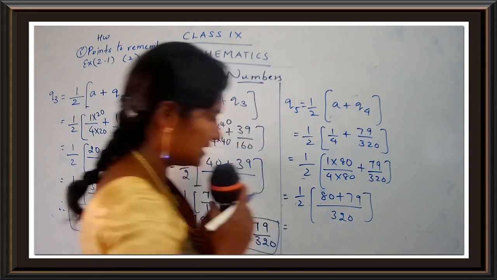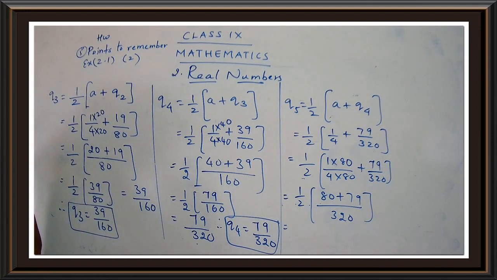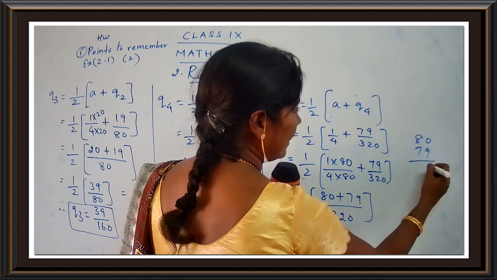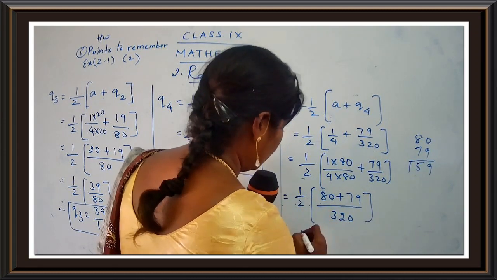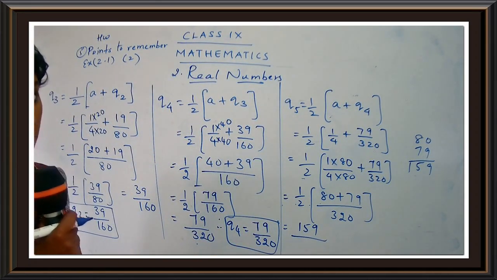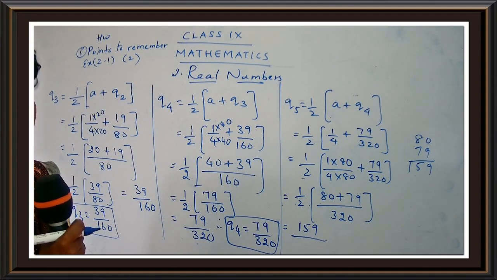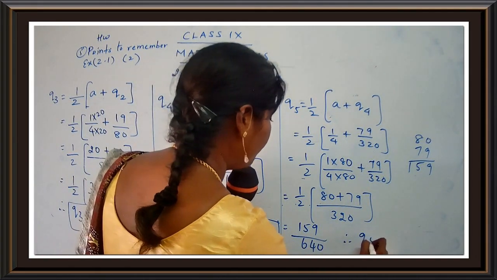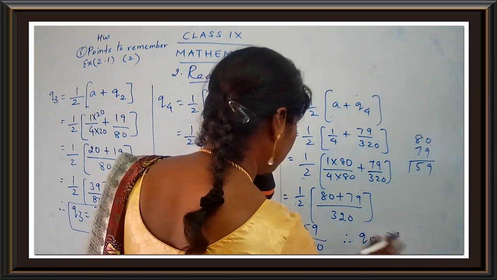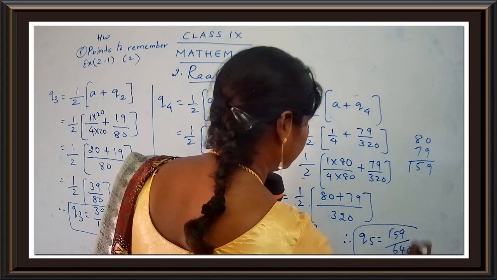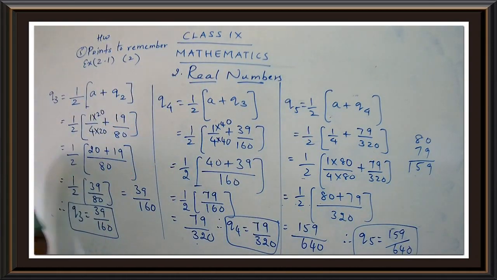So let's add 80 and 79. 80 plus 79: 9, 7, 7, 14, 15. So it's 159. What is the double of 32? Double of 32 is 64. So 640. Therefore, Q5 is equal to 159 upon 640. Q5 is equal to 159 upon 640.